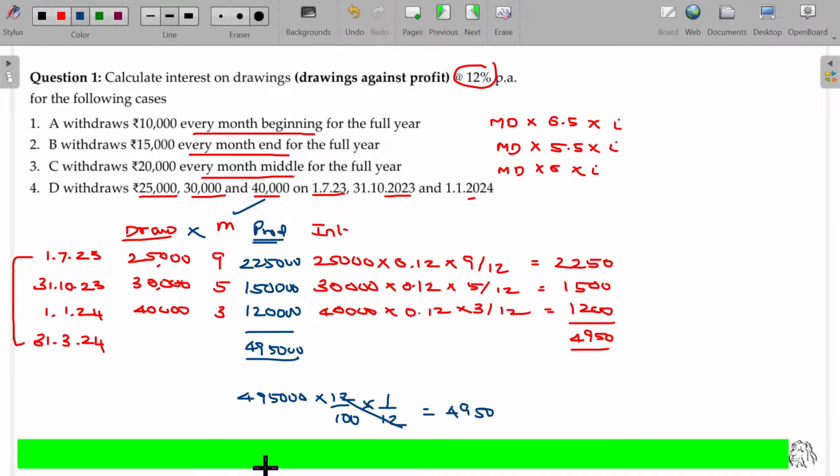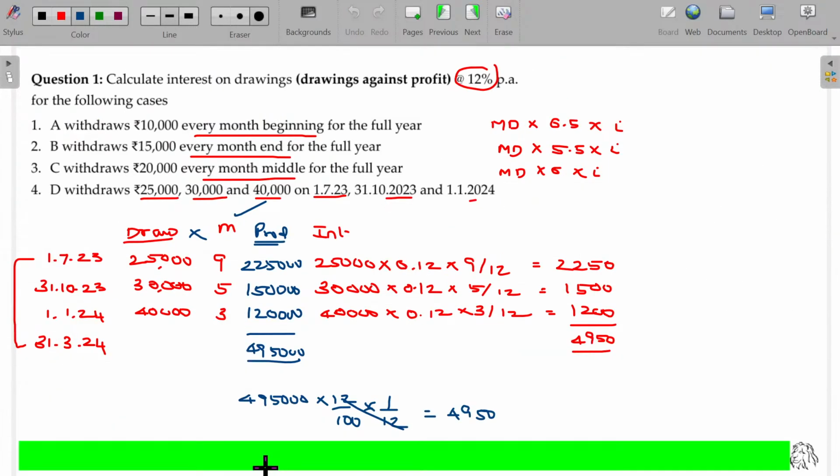Shall I move to the next one? All these things you might have studied in your school days itself, but I am giving some conceptual background and the root of all this study. If it is clear, text me, online students. We will move on to the next illustration.